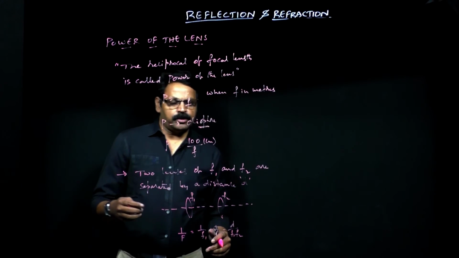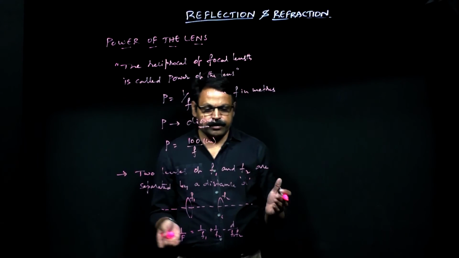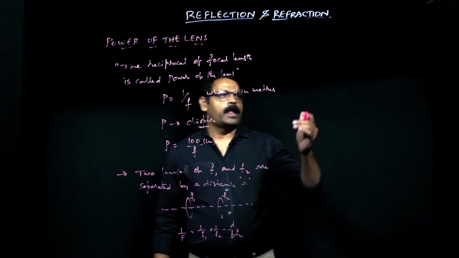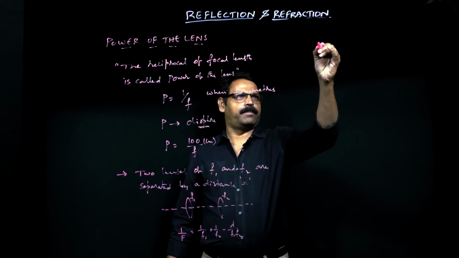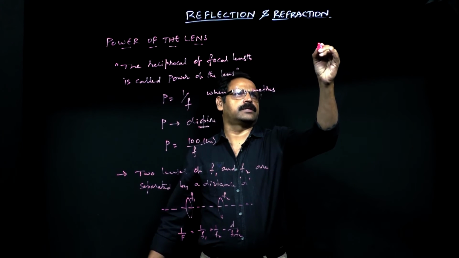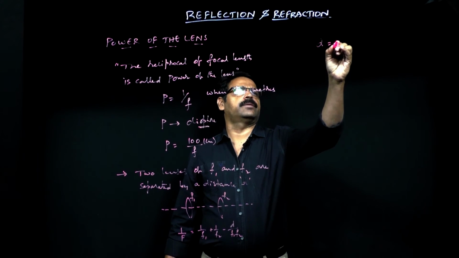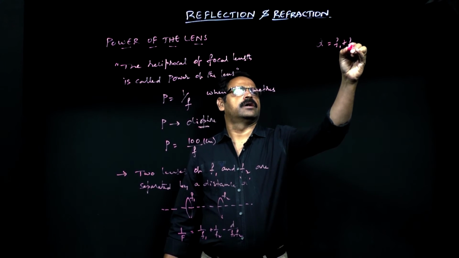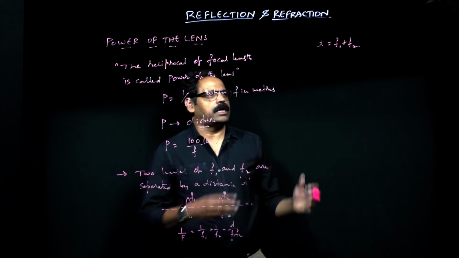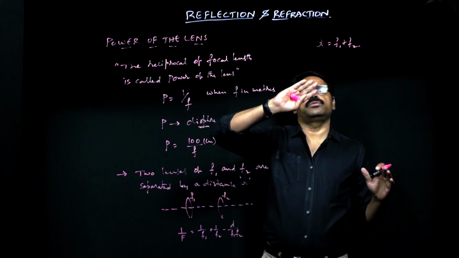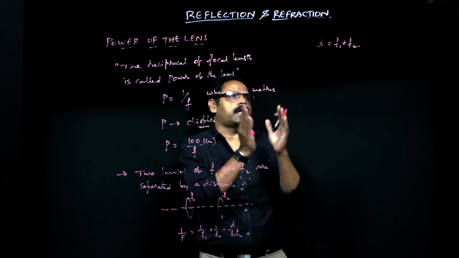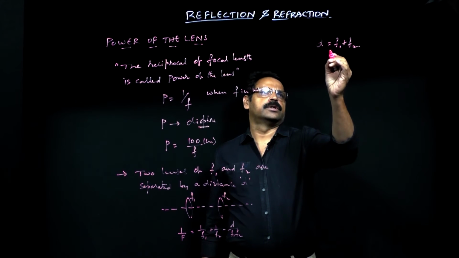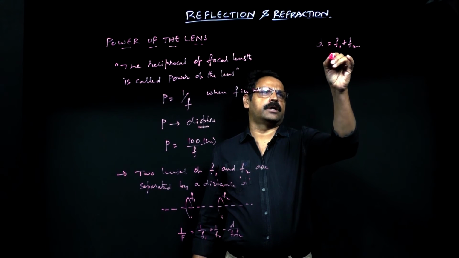And one more thing, if they are separated by a distance d and the combination acts as a parallel slab, a glass slab of parallel sides, then d can be f1 plus f2. So that is the case when two lenses are separated by a distance such that it acts as a parallel glass slab. So in that case you are using this formula.